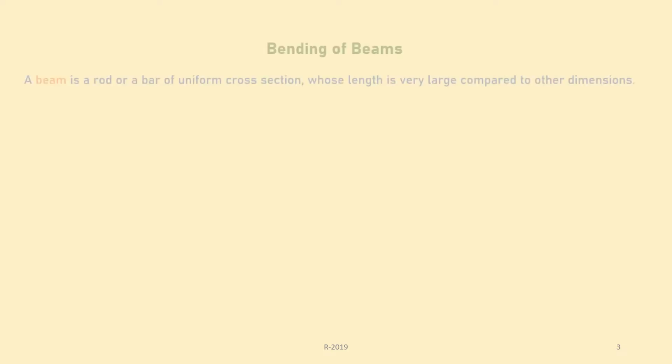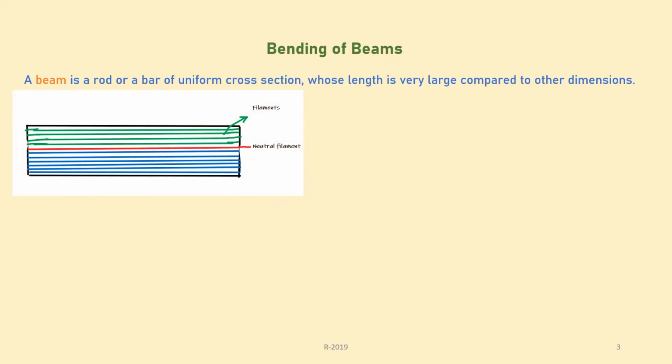Now, let us try to understand the concept of bending of beams. Usually, a beam is defined as a rod or a bar of uniform cross section whose length is large compared to other dimensions. So, in the diagram, you see a beam. There are a number of layers. You can imagine the beam to be comprised of a number of layers called filaments.